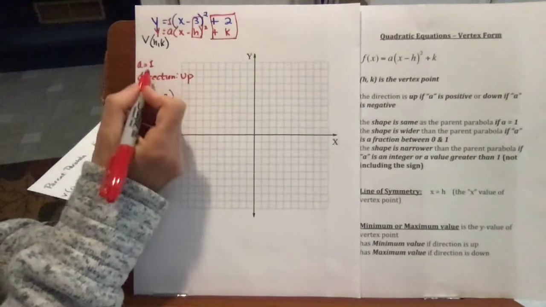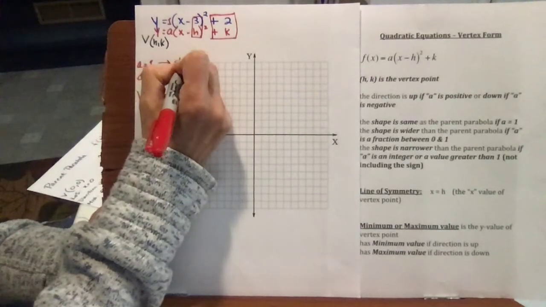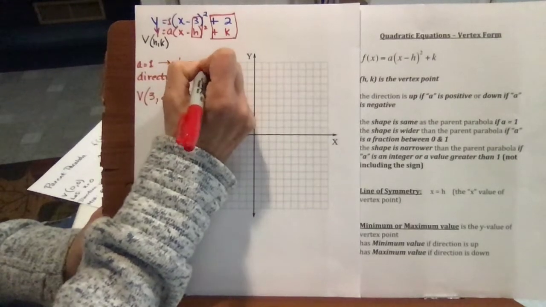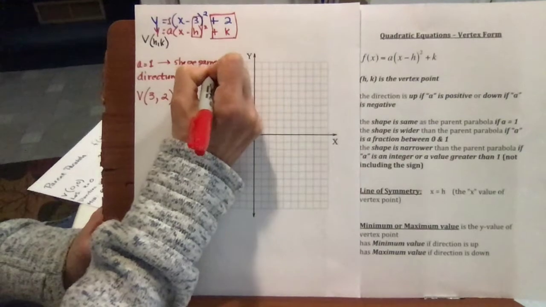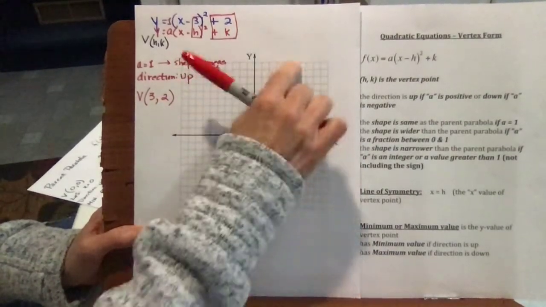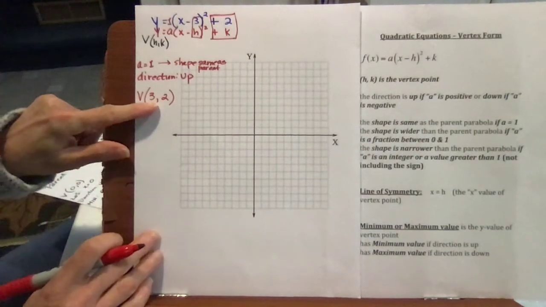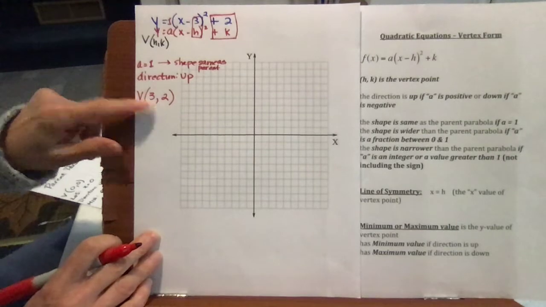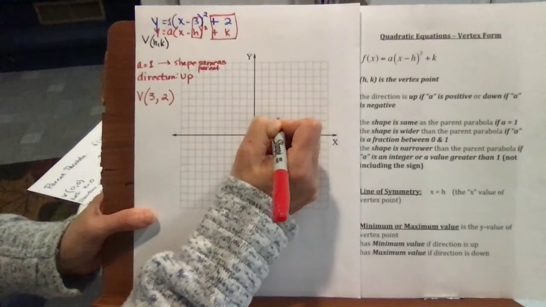Now, the a value, because it's 1, also tells us that the shape is the same as the parent, which means right 1, up 1, right 2, up 4, right 3, up 9. Okay, that's the cool thing about this. So let's go. Our vertex is not at 0, 0 anymore. It's at 3, 2. So let's go 1, 2, 3, 1, 2.